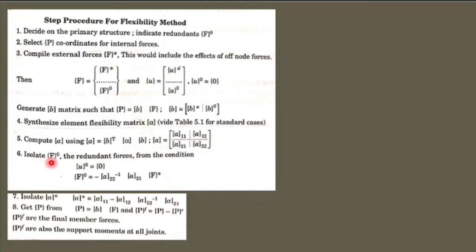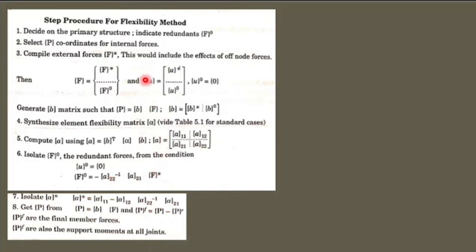And you should isolate F naught, that is the redundant force. How to find the redundant force? F naught equals minus A22 matrix inverse into A21. So these are the two terms, that is A22 and A matrix 21. So what are they? The alpha matrix, which you will be finding here, and this alpha matrix will be found for the applied force and redundant force, which I will discuss while doing the problem. And this is F star.